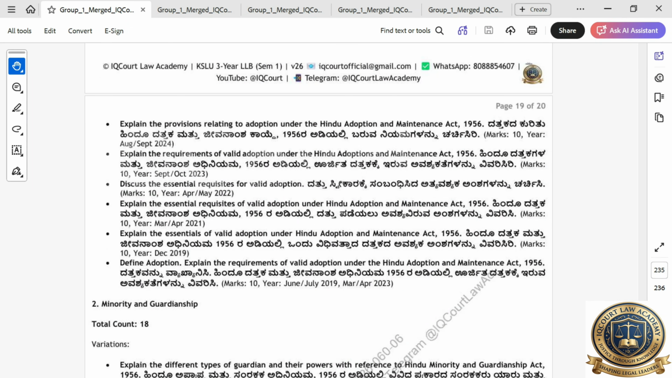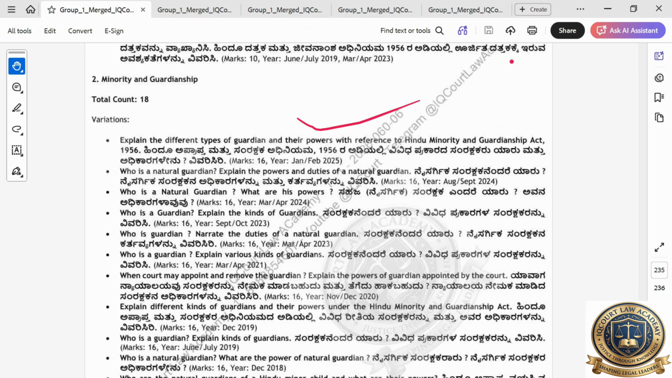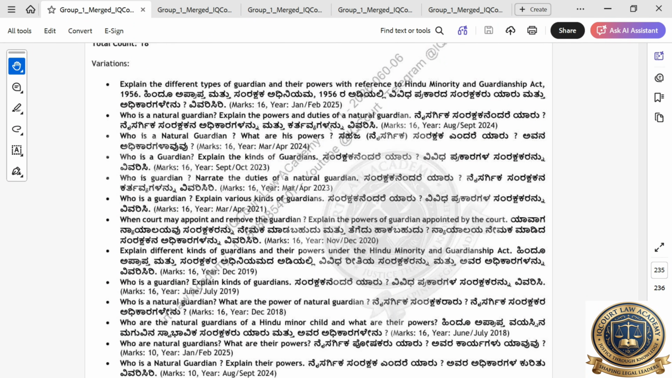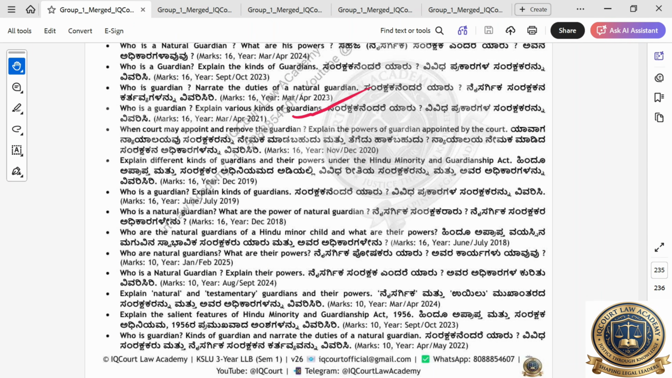Very, very important. Minority and guardianship. Explain the different types of guardians. Okay, same thing. The duties, nature, powers. All these are when the court may appoint and remove the guardian. Explain the powers of the guardian appointed by the court.